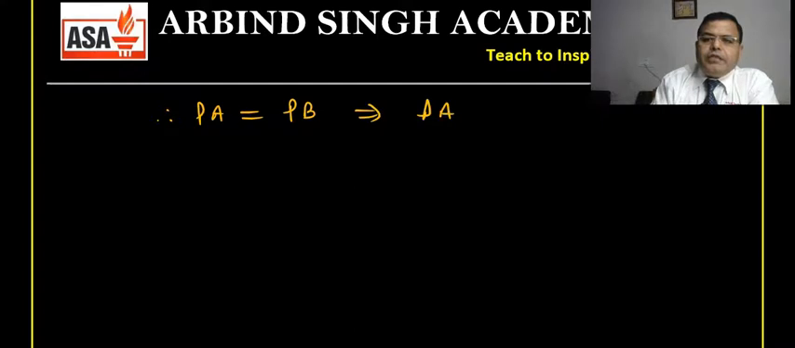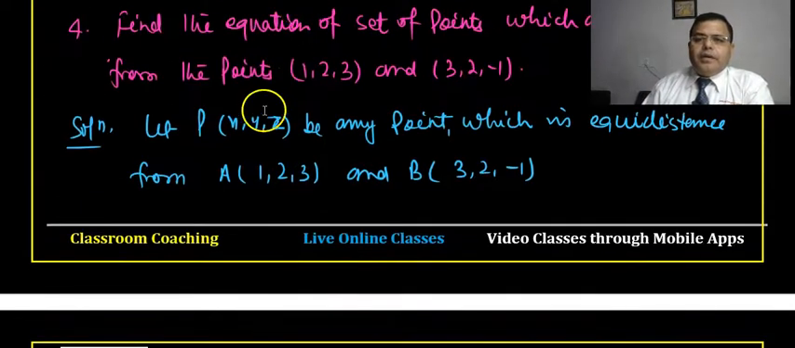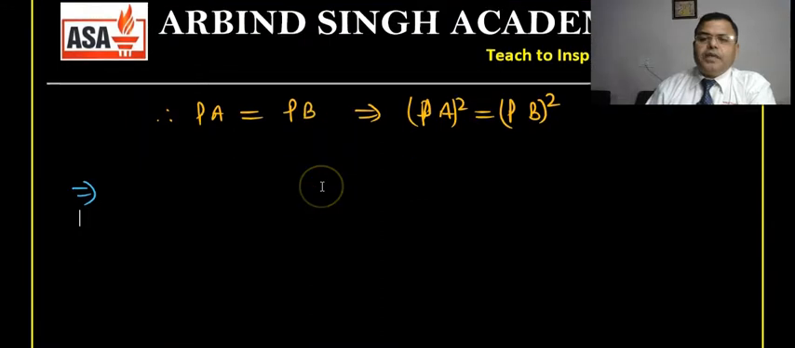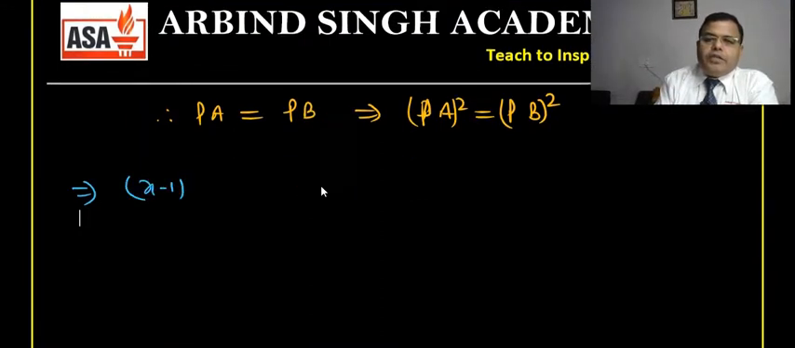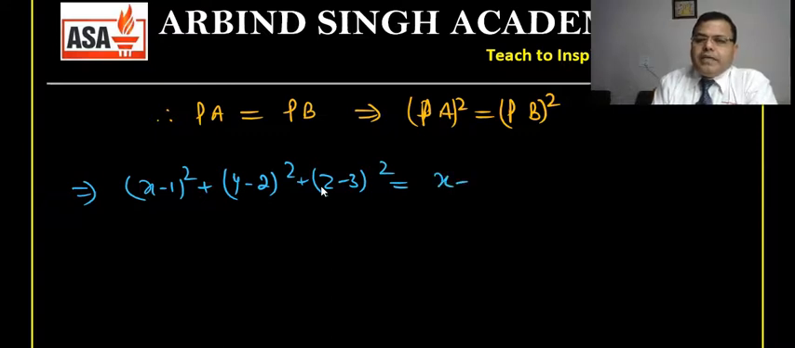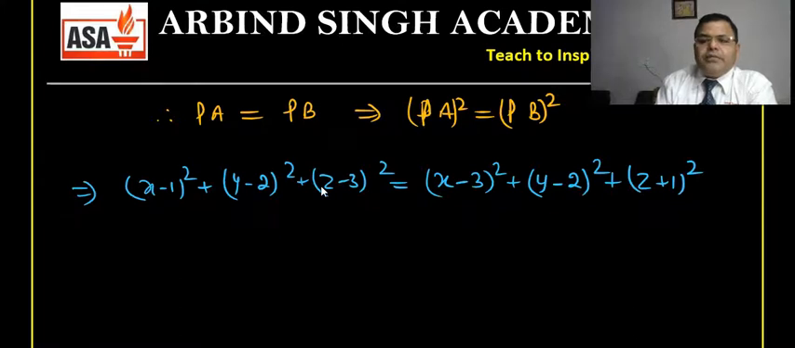This implies PA square is equal to PB square, isn't it? And we will write it by squaring both the sides, so there is no need to write the square root. And this implies what will happen? (x minus 1) whole square plus (y minus 2) whole square plus (z minus 3) whole square. And here PB is (x minus 3) whole square plus (y minus 2) whole square plus (z plus 1) whole square, because minus minus is plus.